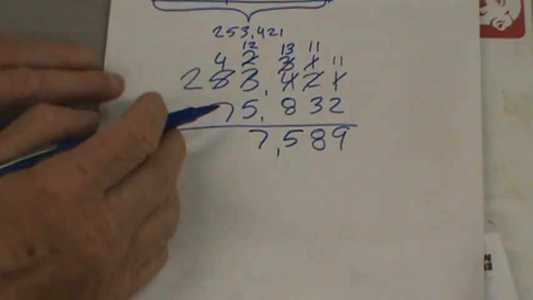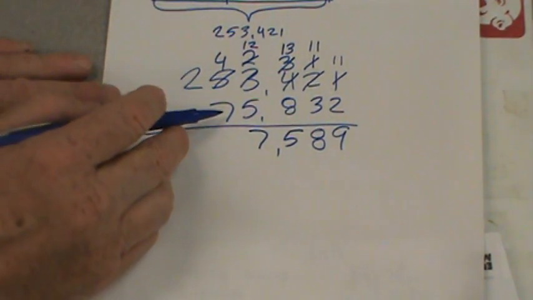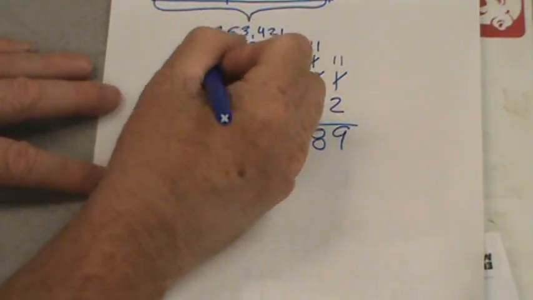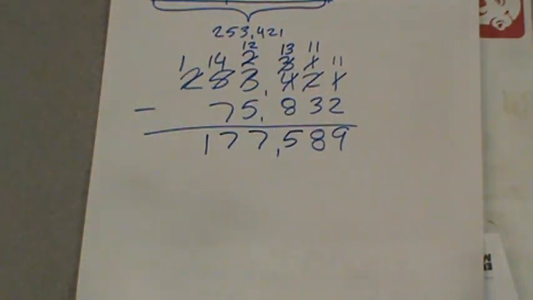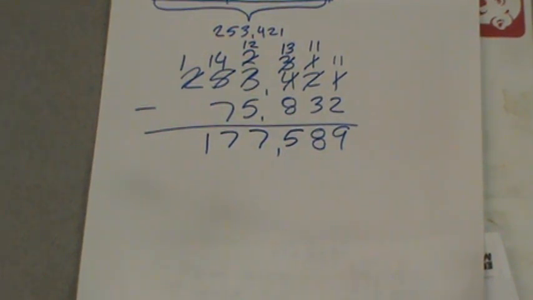And come over here, I can't take away 7 10,000s from 4 10,000s, so I'm going to borrow 100,000 from here. Now I have 14 10,000s minus 7,000s. Well, I know that that would be 7, and then I just bring down the 1. So I have 177,589. Let's take a look at another problem.